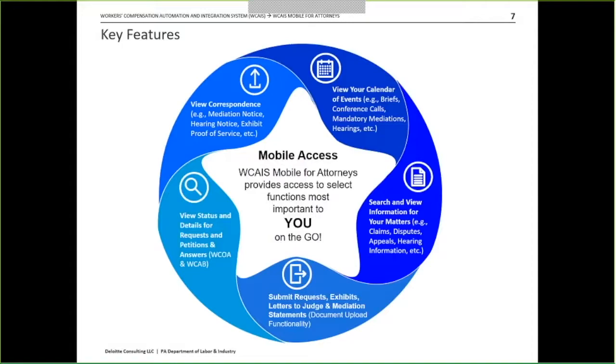You're also going to be able to submit various types of requests, exhibits, letters to the judge, and mediation statements to the Office of Adjudication. You will also be able to upload documents as pictures when applicable, which will then be converted by WCAIS to PDF. You are also going to be able to view the details or the statuses of your requests, as well as submitted petitions and answers. And finally, you're going to have the ability to check your correspondence, including the proofs of service, as well as hearing notices.